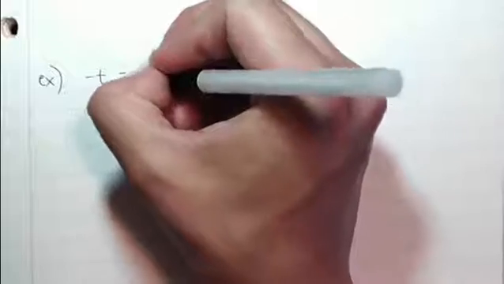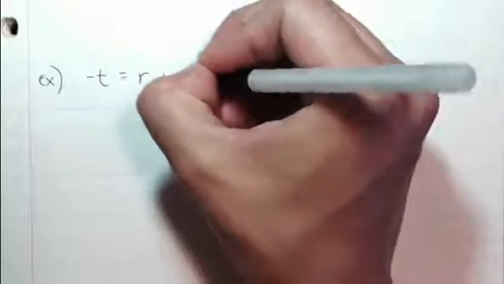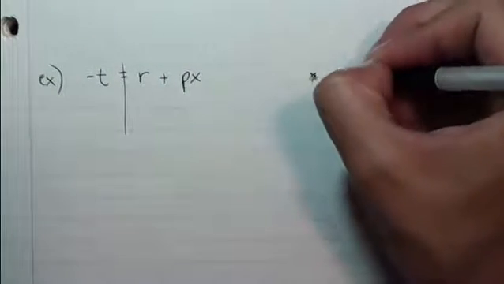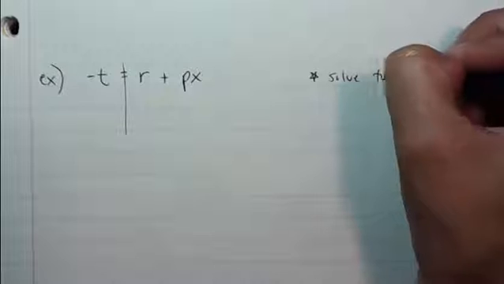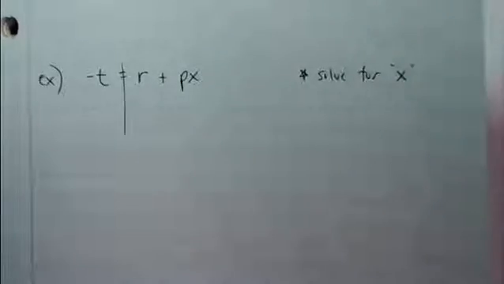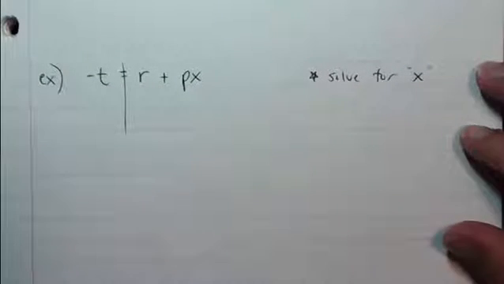Alright, let's try this one. And I'm going to give you a couple minutes to try this by yourself. Talk with your neighbor if you need to. And then we'll go over it. Negative t is equal to r plus px. And I want you to solve for x. So go ahead and take a couple minutes to work on this by yourself. Check with your neighbors when you're done. Miss Osborne will pause it and then we'll play it when everyone's ready.